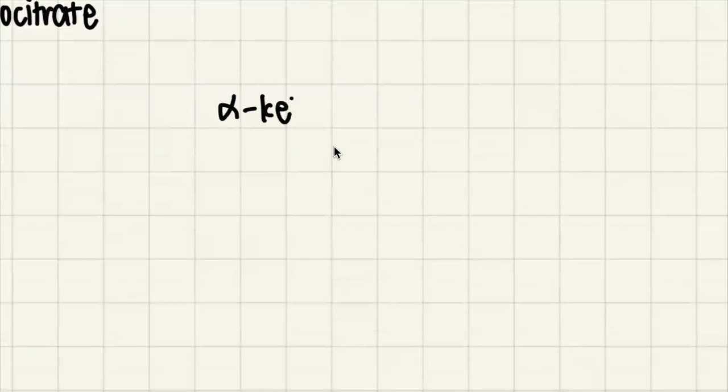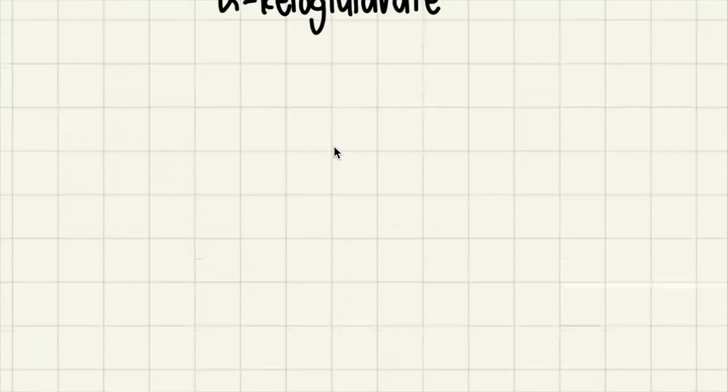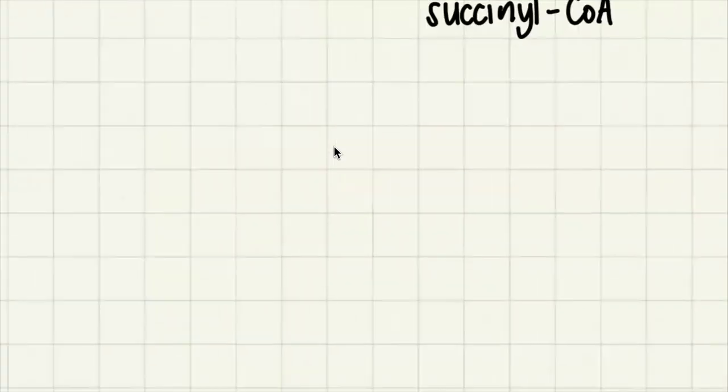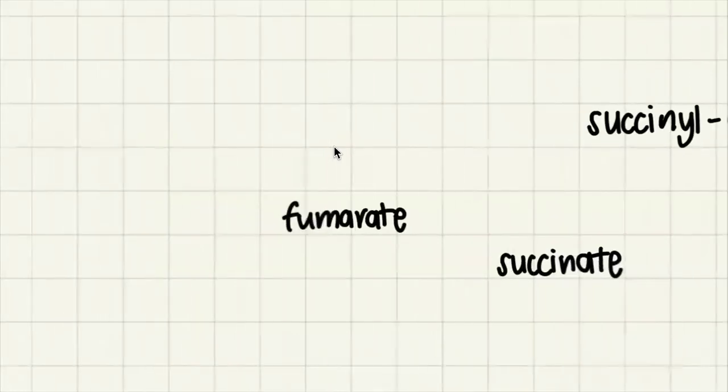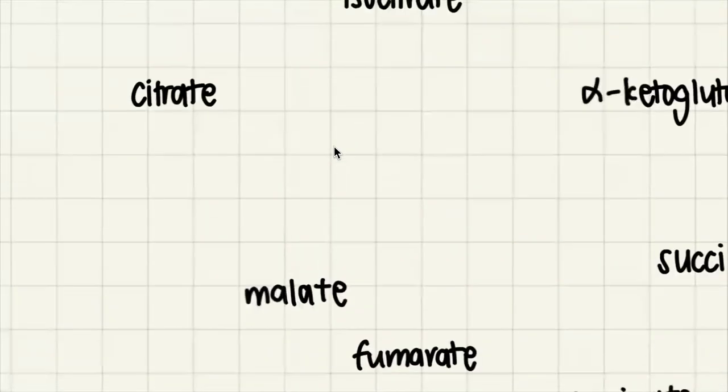So C will be citrate. Then I is isocitrate. K is alpha ketoglutarate. The first S is succinyl-CoA. Then we have succinate. Can I keep selling shoes for? So F is fumarate. My oppa, my is malate. Oppa is oxaloacetate.